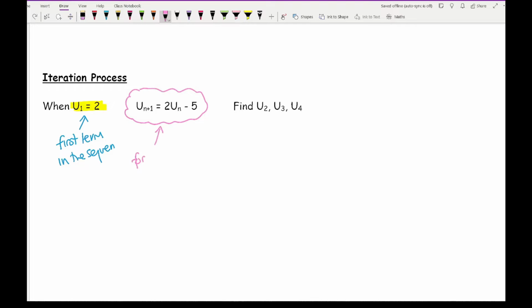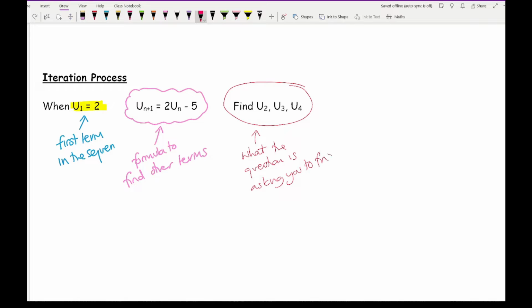So the formula to find other terms, and then this particular part here is basically what the question is asking you to find.